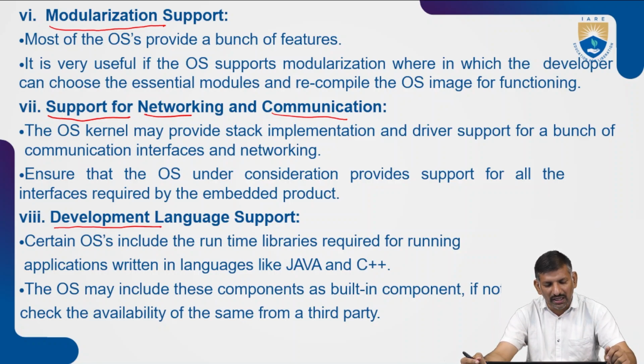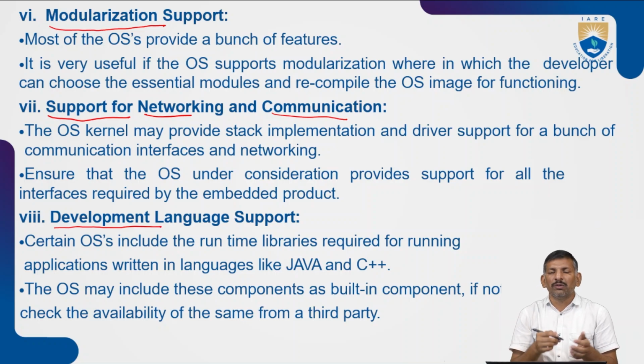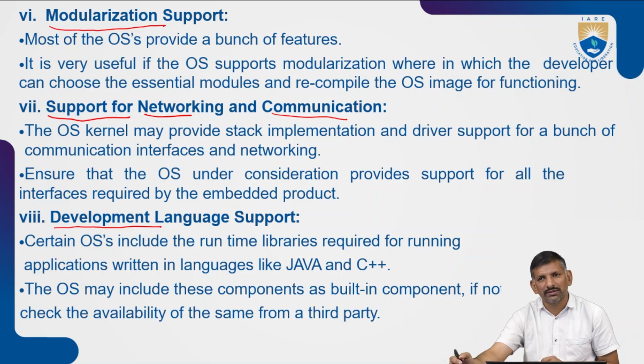So certain operating systems include the runtime libraries required for running applications written in languages like Java, .NET, Python, C++, R script, like that. Is it able to support or not? The operating system may include these components as built-in components. If not, check availability of the same from a third party. So if it is not available, we take the support from third party tools. So these are the various functional requirements we need to consider while choosing the real-time operating system.